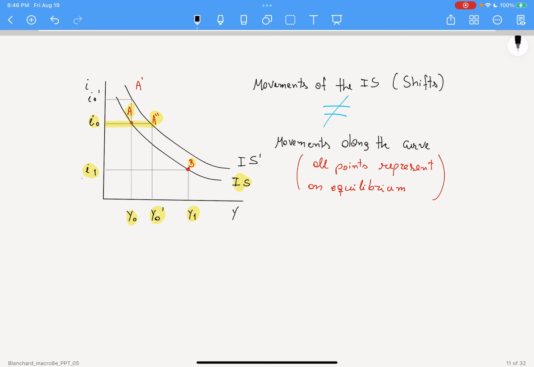What I'm trying to say to you is the following. Movements along the curve imply combinations, in this case, combinations between y and I. I'm putting this pair notation here because it's like x and y, okay? The x-axis is the y and the y-axis is I. What's the meaning of movements along the IS curve? What's the meaning of a shift of a curve?